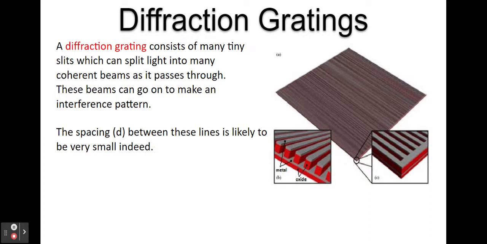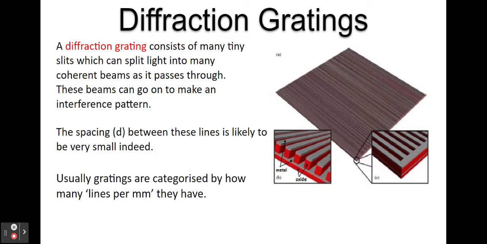Remember from the last video, multiple coherent waves are ones which have the same wavelength, the same frequency, and the same phase relationship. Now, usually these diffraction gratings have got hundreds of tiny grooves in every millimeter of their surface. So usually they're defined as how many lines per millimeter they have.